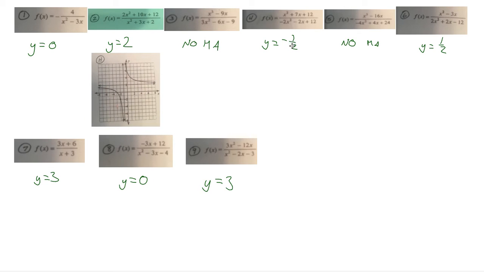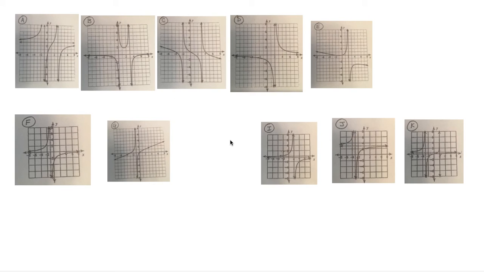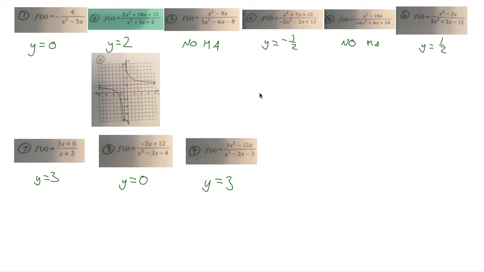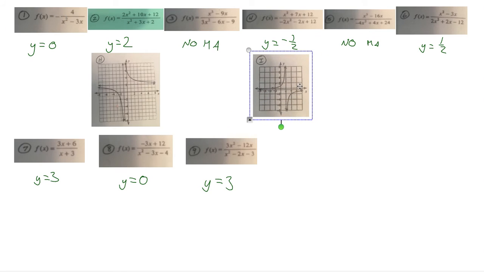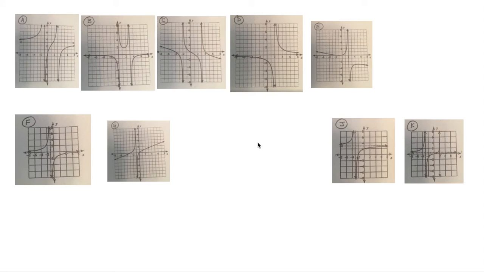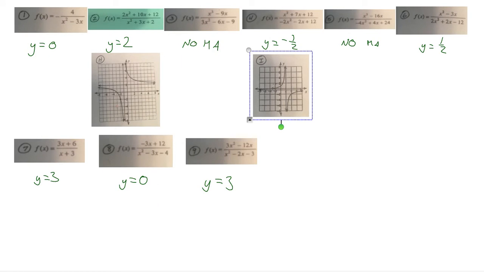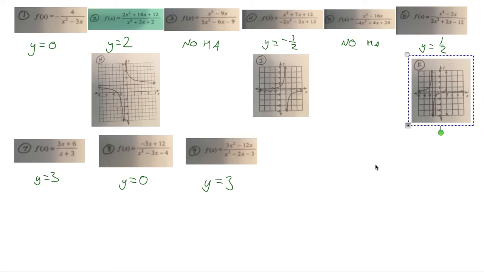Process of elimination. Here, y equals -1/2. Where's my horizontal asymptote at y equals -1/2? We can see right there, if this block is -2, halfway is -1, so that looks like -1/2. So -1/2 is going to be I. Here, number 6 has a horizontal asymptote at y equals 1/2, and it looks like that's K. So already, just by finding horizontal asymptotes, I have 3 right off the bat.